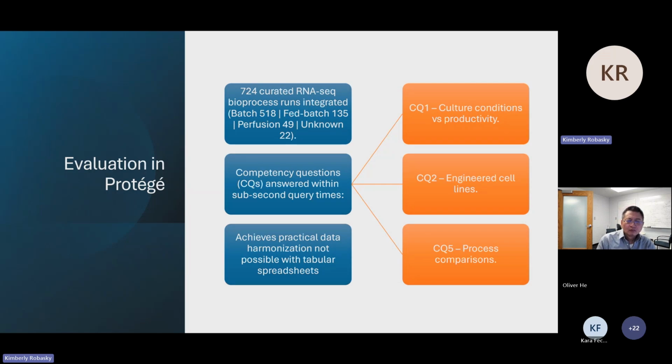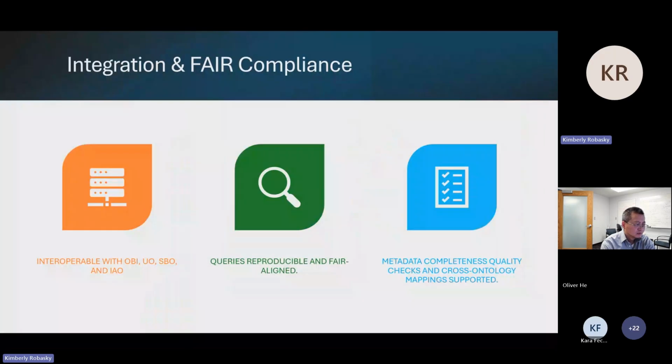All queries executed in sub-second time, showing that semantic reasoning scales efficiently, a practical alternative to inferencing from LLMs, which have high latency, and also to brittle multi-table SQL joins. So the ontology harmonized the heterogeneous metadata into a single knowledge graph, enabling reproducible cross-study comparisons.